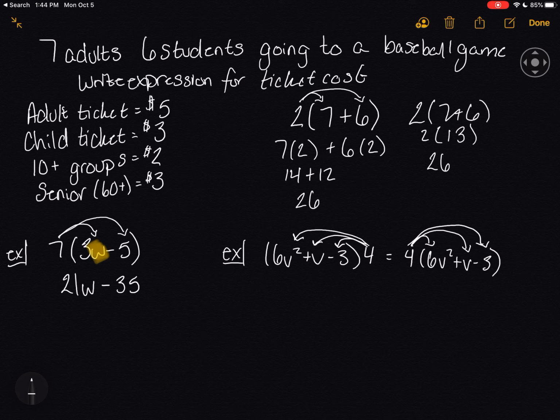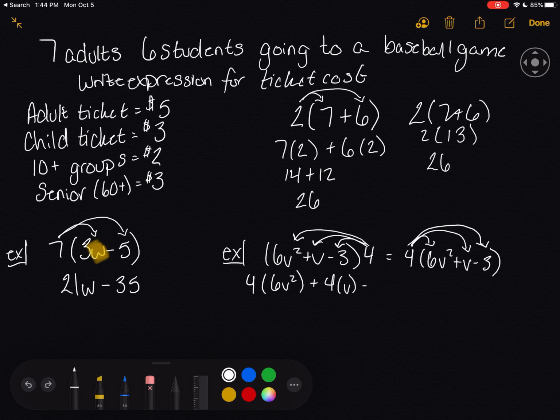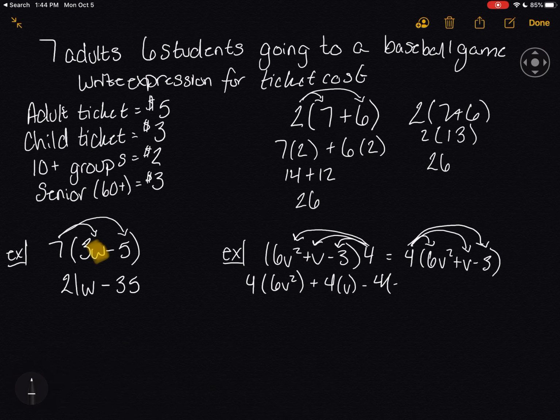So I'm going to do 6 times 4, and that is going to give me 24, and I'll even write this out. So I do 4, and then 6v squared plus 4 times v minus 3, times, oops, sorry, I went backwards from how I was writing it. And then 4, and then 3. So my 6v was positive, so I left it positive. V is positive, so I have that positive out front, and then I have that minus sign in front of my 3, so I put it there as well.